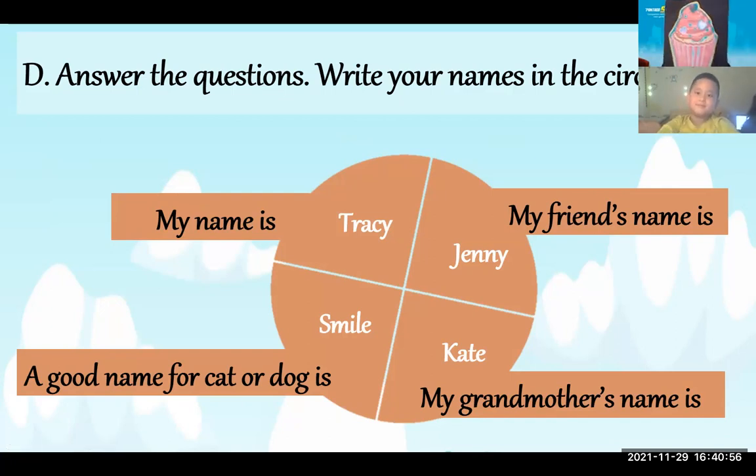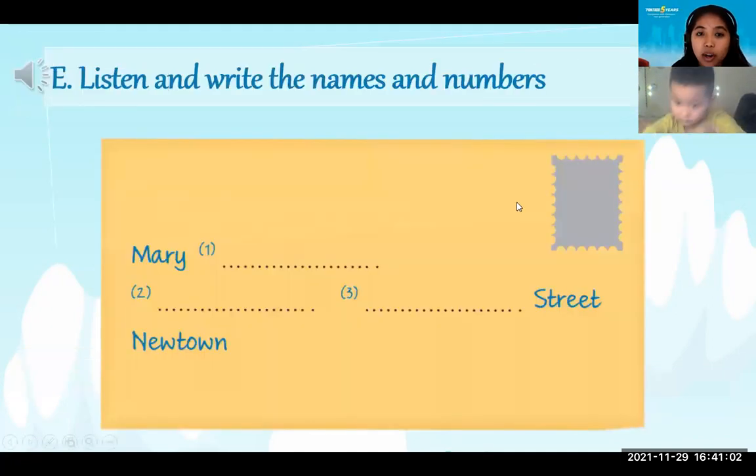Do you like cupcake? Yes. Okay, very good. So this time, let's proceed to part E, and you are going to listen and write the names or the numbers. Okay? Okay, so before that, let's listen first.